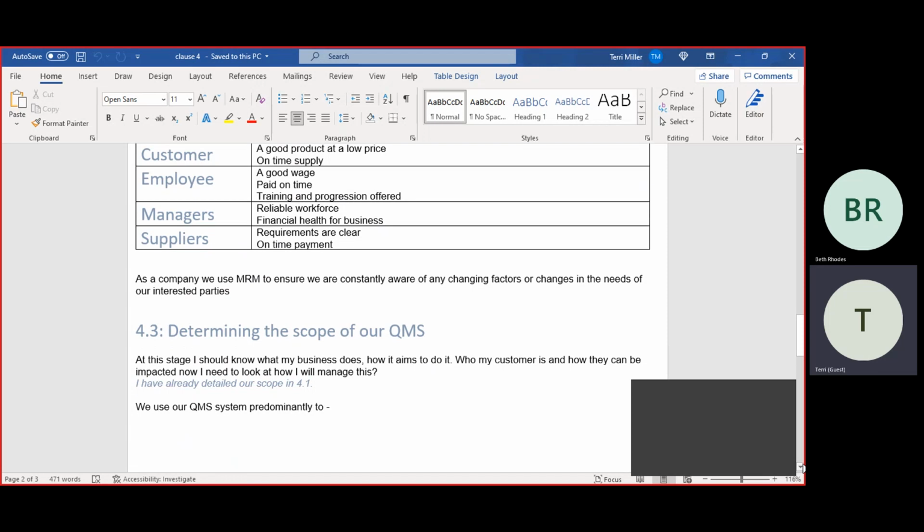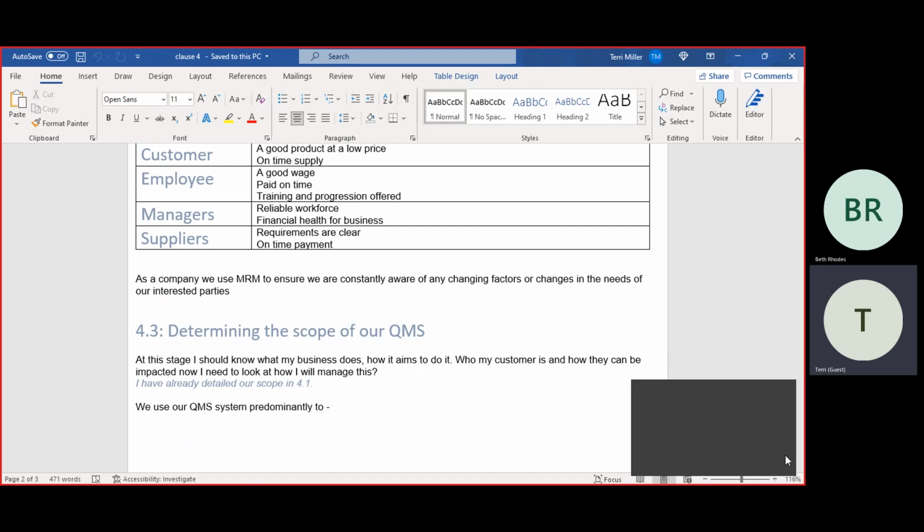Suppliers, they're my externals again, and their requirements are clear. They want to know what I want and make sure that they've got it clear. They want the right drawings. They want me to be very specific on the price that I want to pay. And once they've done all that, they want me to pay them on time. If I don't pay them on time, they're not going to work with me. And without a supplier, I haven't got a product.